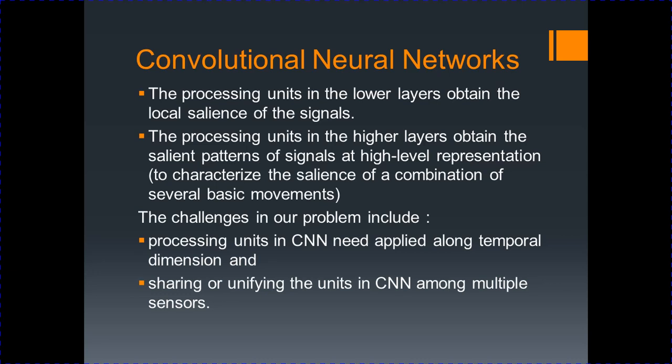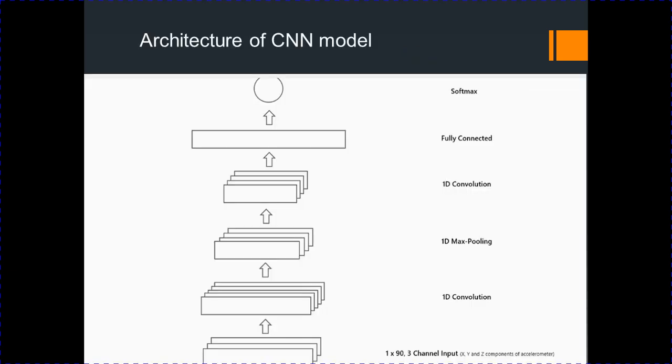Yeah, as I said, the higher layers obtain the line patterns of signals at higher level representation. But the challenge in our problem is that these processing units present in the CNN must be applied along the temporal dimension. And this is the architecture of the CNN model.